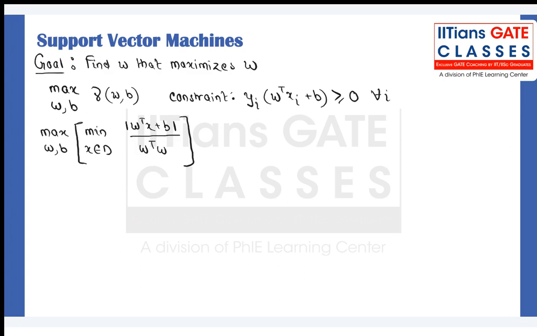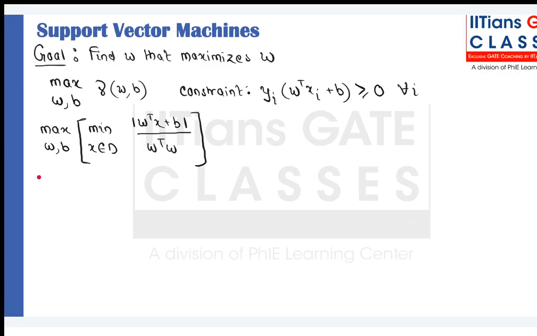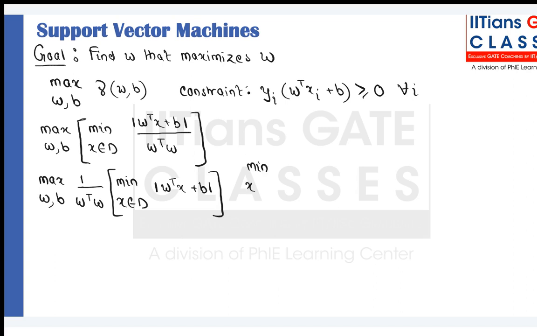So I will apply a trick. Max over W comma B, I can pull the constant out, so this is 1 by root over W transpose W, times the minimum over X belonging to the data set of W transpose X plus B. And I will apply a trick called rescaling, which means I will say that the minimum over X belonging to the data set D of W transpose X plus B is equal to 1.